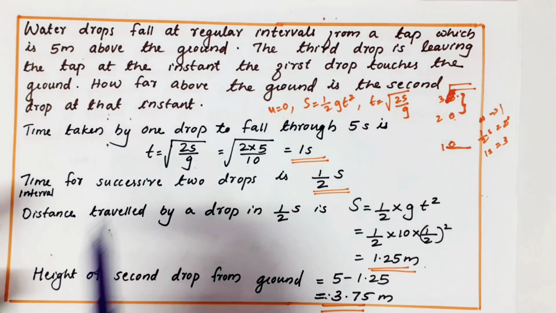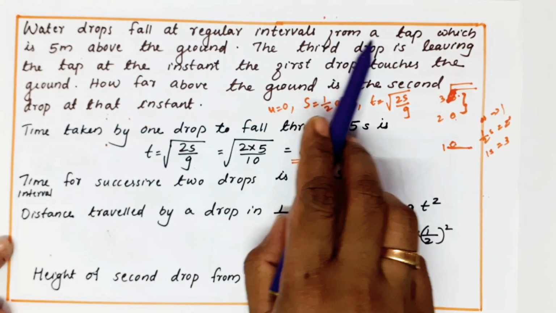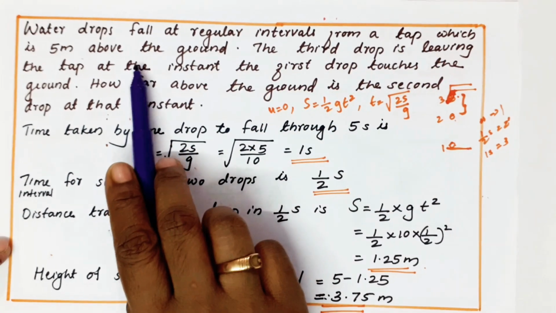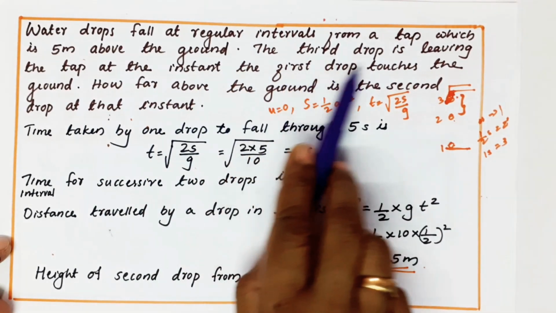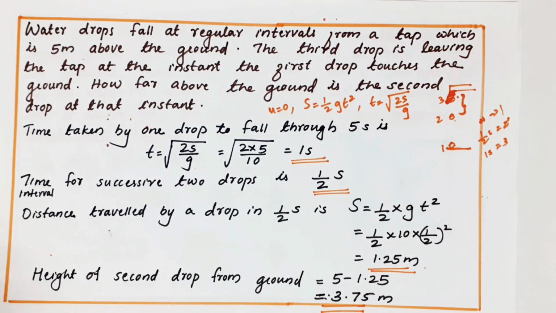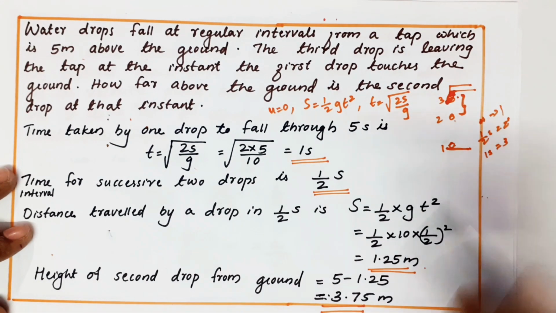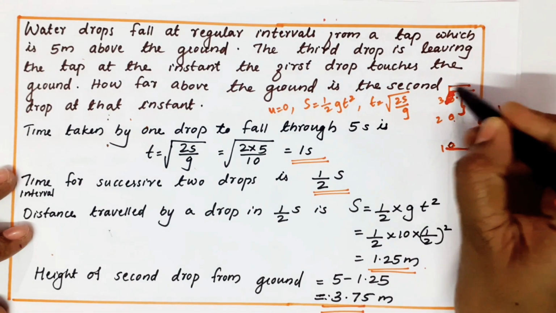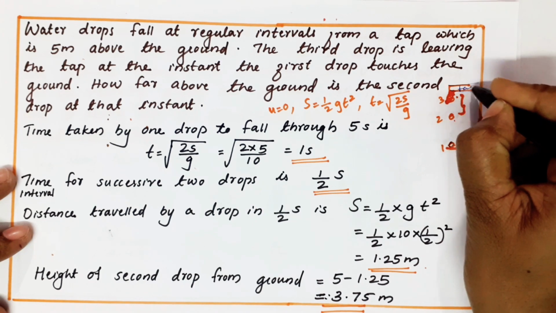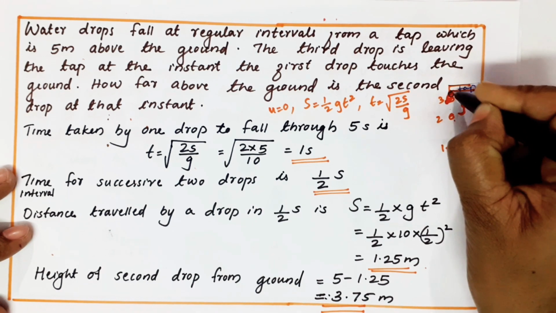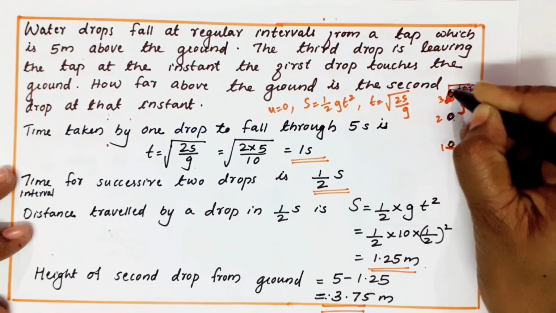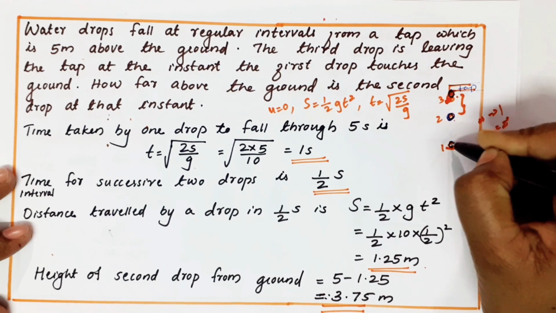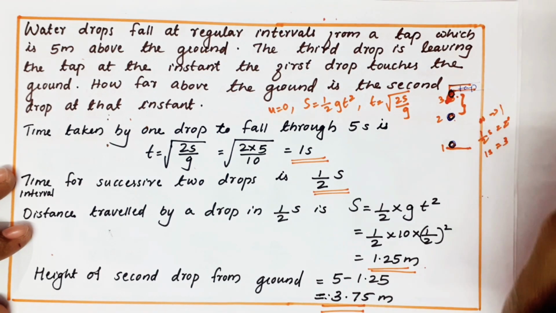Next, water drops fall at regular interval from a tap which is 5 meters above the ground. The third drop is leaving the tap at the instant when the first drop reaches the ground. How far above the ground is the second drop at that instant? Very important question. I have taken here, this is your tap. From the tap the drops are coming. First drop, second drop, third drop. When the third drop starts, the first drop reaches the ground. That's a hint in the question.